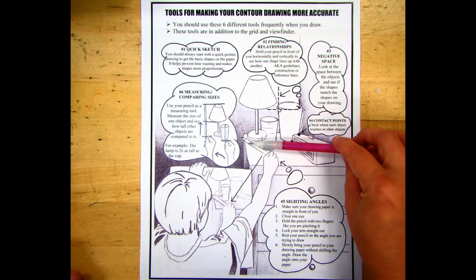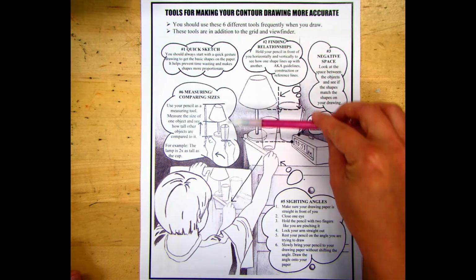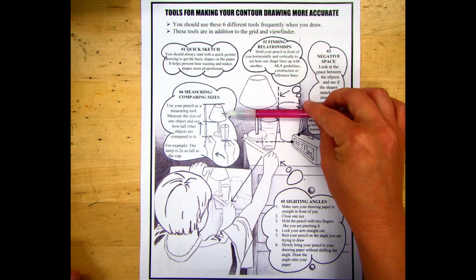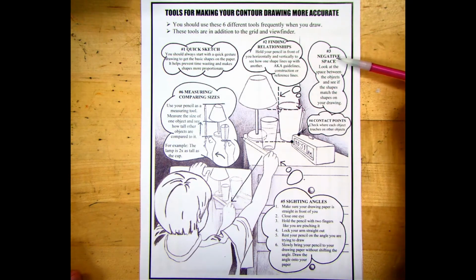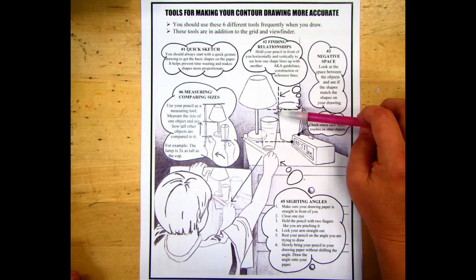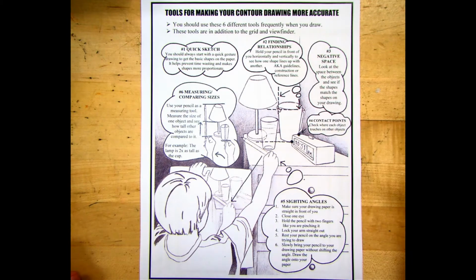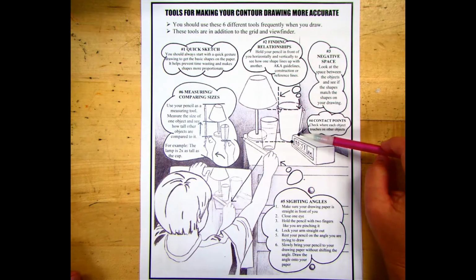So where does the bottom of the lamp line up with the bottom of the water pitcher? Where does the bottom of the lampshade line up with the water pitcher? And so on. Number 3 is looking at negative space. Is looking at the gaps between the shapes in the still life and seeing if they match up with what you have in your drawing. Contact points is looking at where one object touches on another object.